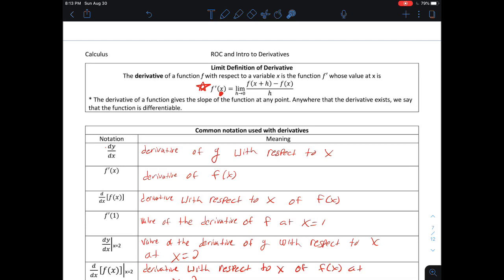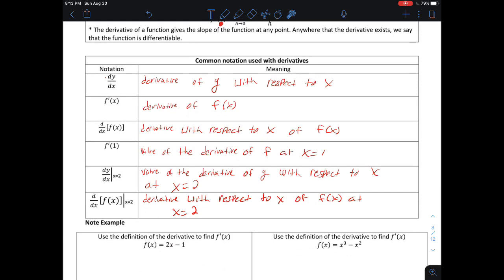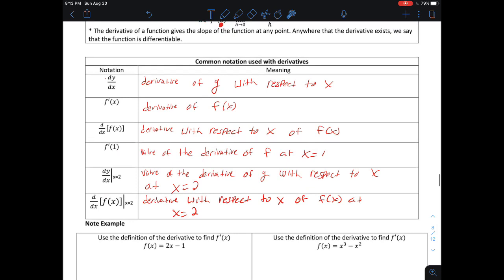Now, anywhere that derivative exists, we're going to say that that function is differentiable. And there'll be more on that in another video. Now, there are some common notations that you encounter when working with derivatives, and I have a list of them right here. We have dy over dx, which stands for the derivative of y with respect to x.